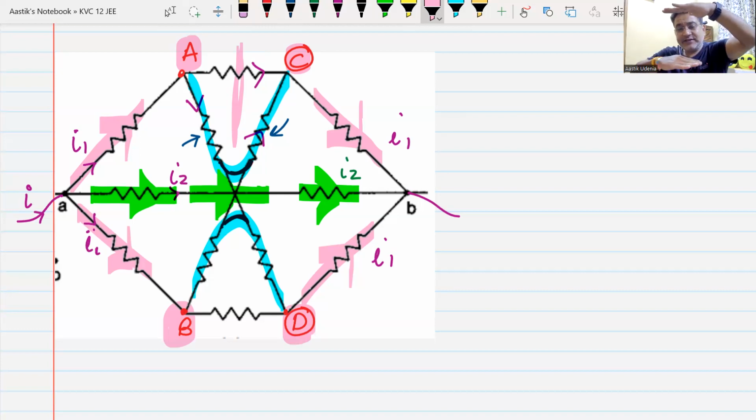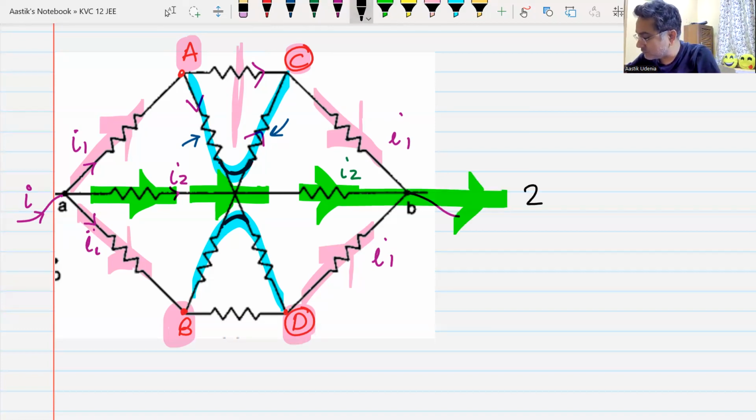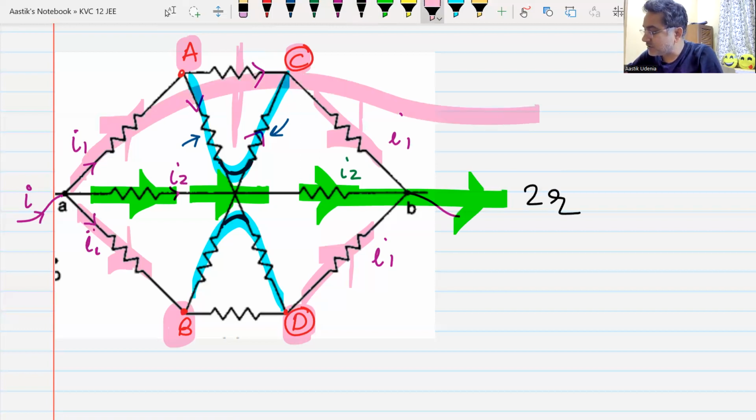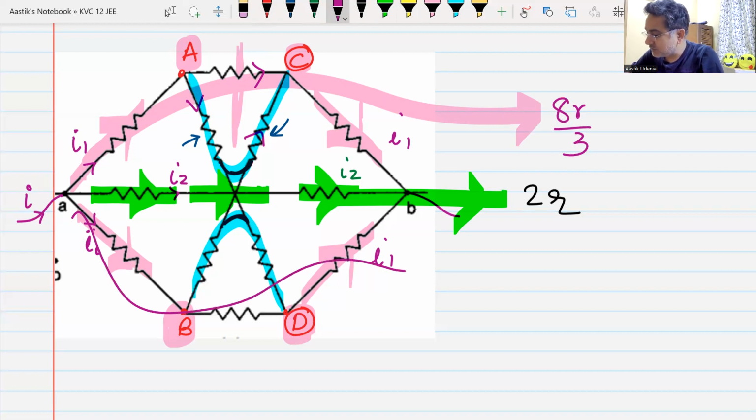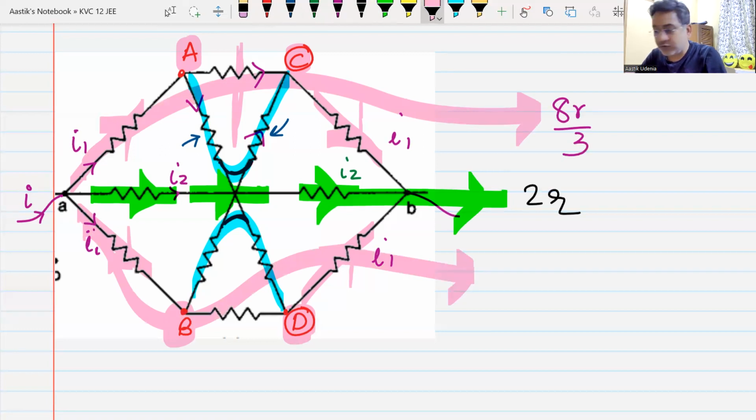This 8R by 3 and this 8R by 3 are in parallel, so it becomes 4R by 3. This green branch, these two are in series, so this green branch becomes 2R. The upper branch is 8R by 3. The lower branch, oops, wrong color, the lower branch is also 8R by 3. And all of these are connected in parallel. That will give you your answer.